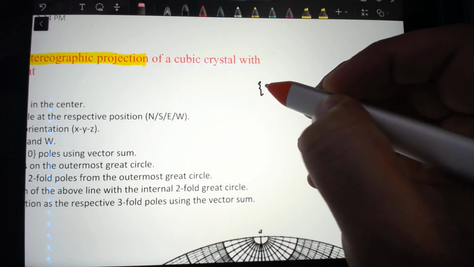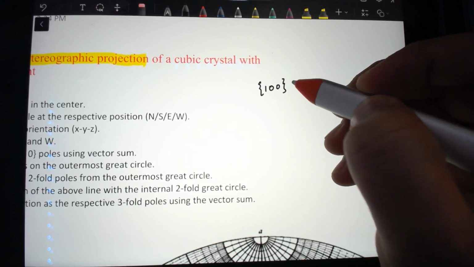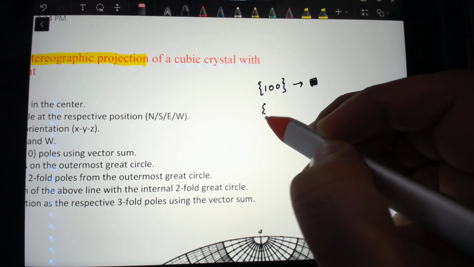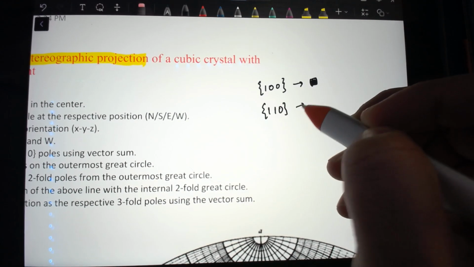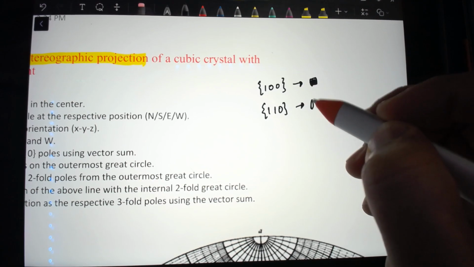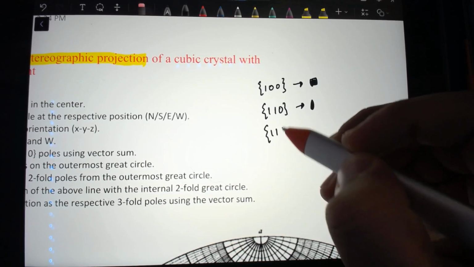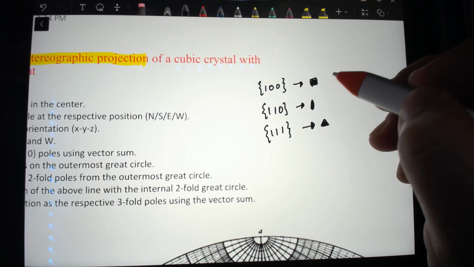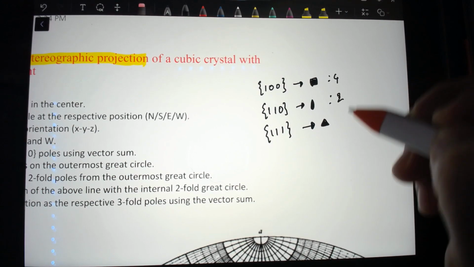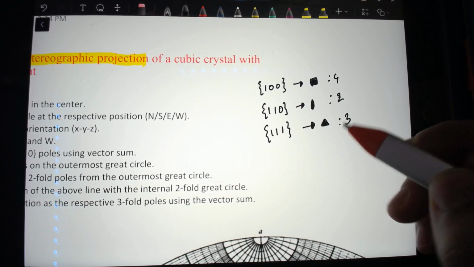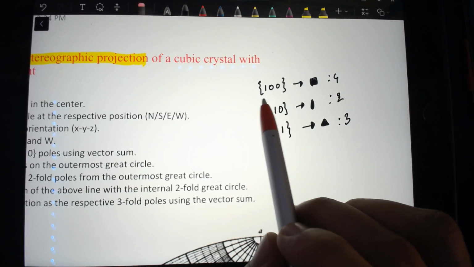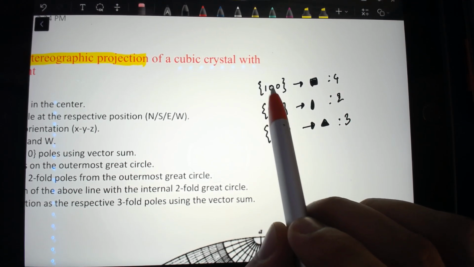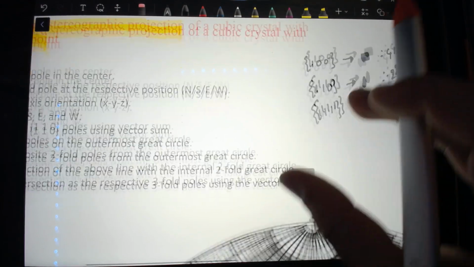Just to reiterate the families of poles that we are dealing with, we have the 1, 0, 0, which is given as a square, then the 110 family of poles, which we'll give as an ellipse due to the twofold symmetry, and then the 111, which we will give as a triangle. So this is fourfold, twofold, and then threefold. These are symmetries, and these are the notations that we'll use. Keep in mind the families include any of these places going to either position and also having a negative sign, and all the possible combinations.